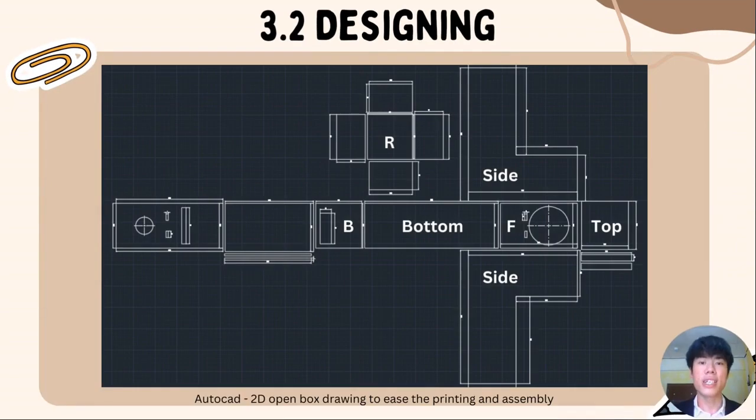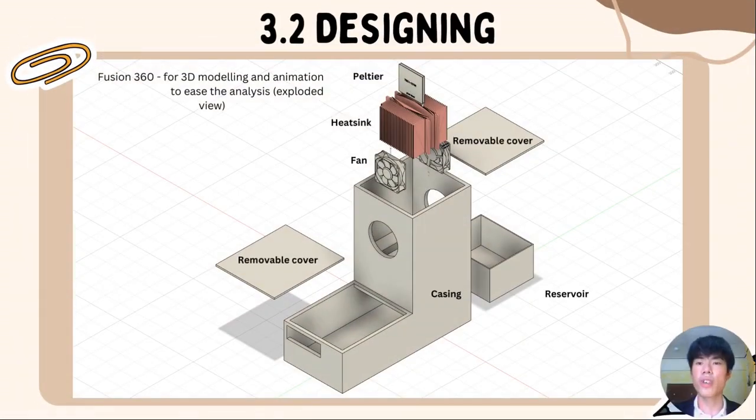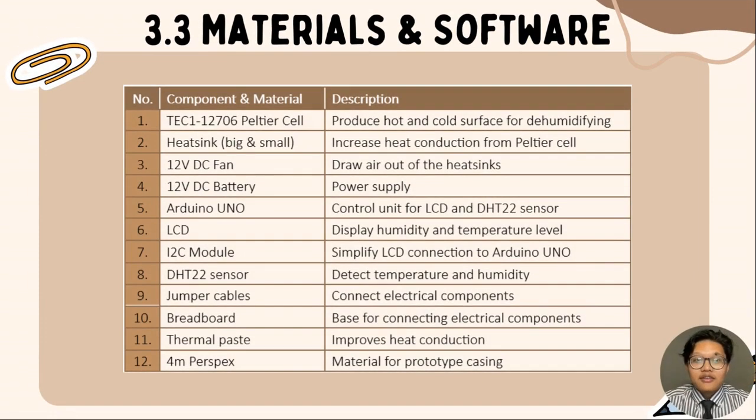As for the designing, the first software that we use is AutoCAD. The main purpose of using AutoCAD is to provide a 2D open box drawing to ease the printing for the laser cutter machine and the assembly of the perspex. Secondly, we use Fusion 360 software for the modeling and animation. By using Fusion 360, we are able to do the exploded view and have more insight into our product, the dehumidifier.